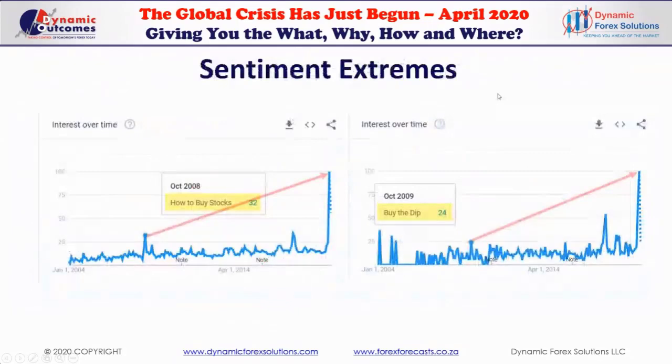And then we're talking about sentiment extremes. When sentiment reaches an extreme, expect the market to reverse.